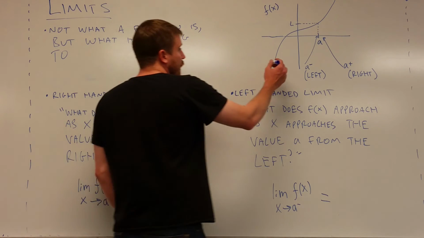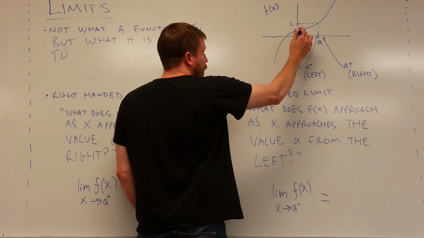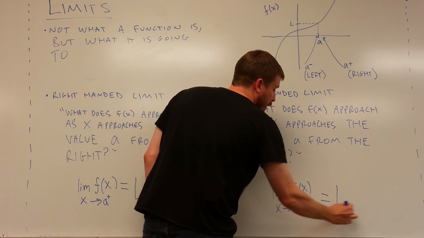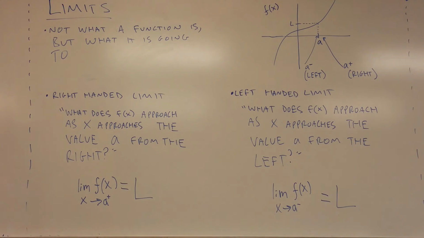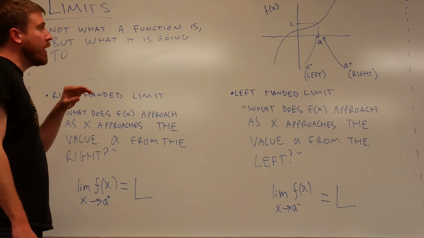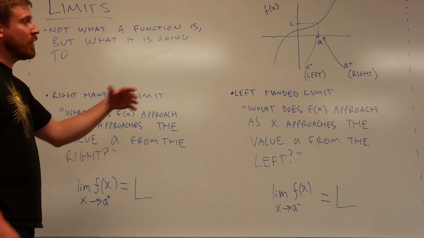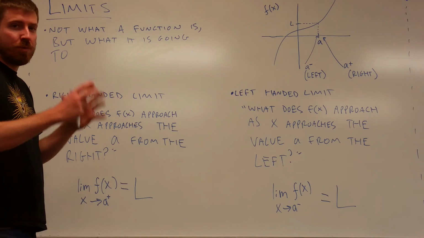So if we follow this, as we're approaching a from the left, we are again going to this point of y equals L, okay? So this is the basic terminology of limits. This is a left-handed limit, this is a right-handed limit. Now we're going to talk about what is the limit, we would say, as x approaches a, as in neither from the right nor the left, just as it approaches it in general.